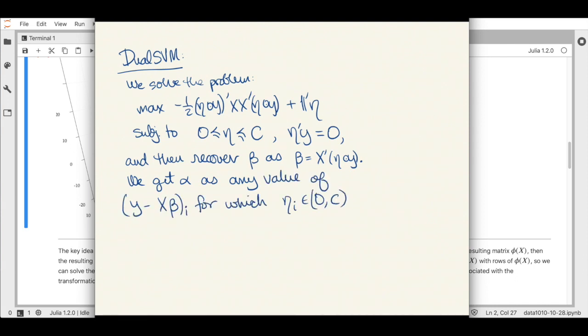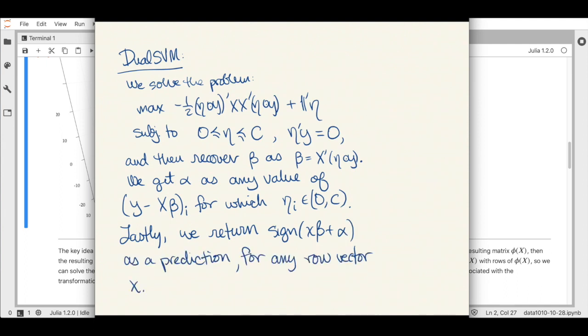So if you recall, what we do is solve the constrained optimization problem, which asks us to find the maximum of the sum of eta minus this quantity, which is obtained by calculating minus 1/2 (eta ⊙ y) transpose X X transpose (eta ⊙ y). And the constraints are that the weights eta have to all be between 0 and C, and they have to dot with y to give 0.